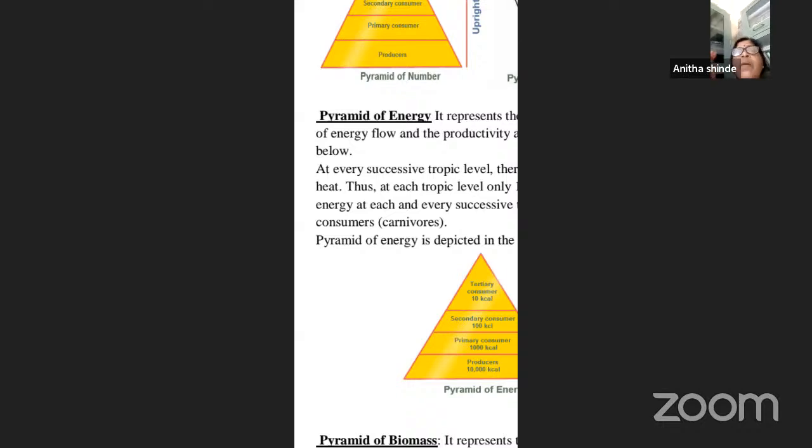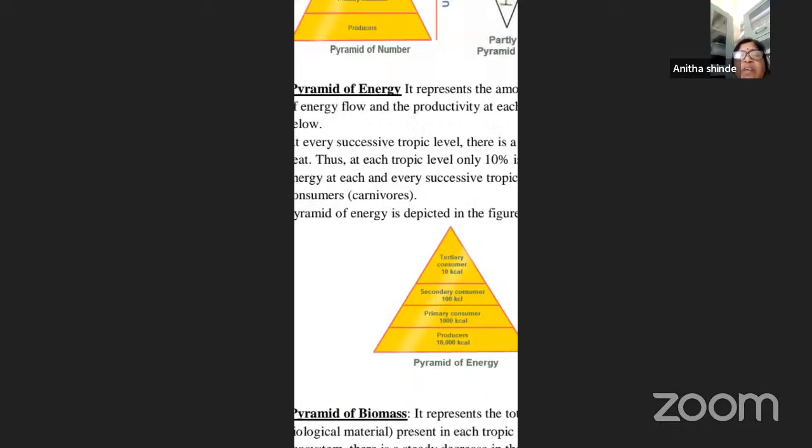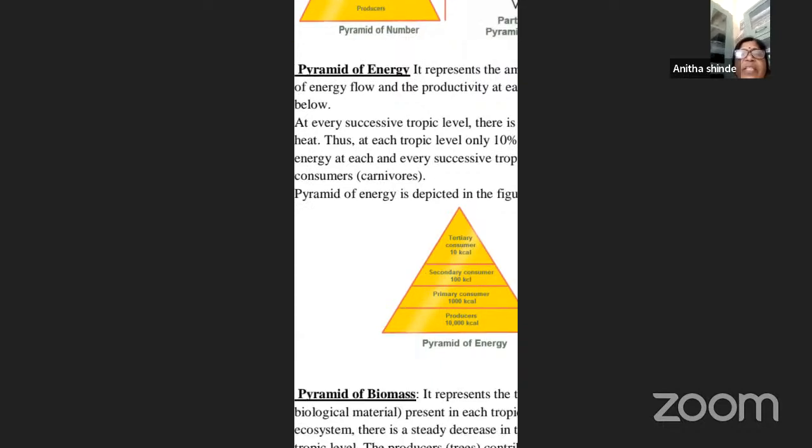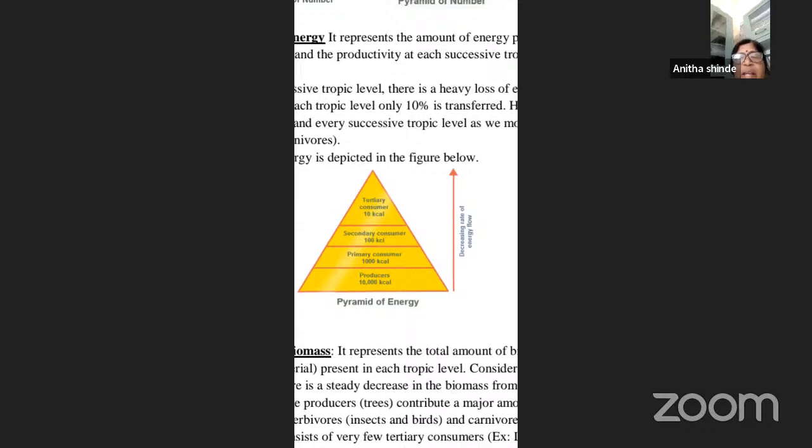So pyramid of energy represents the energy flow at each trophic level, and also the productivity, how much amount of energy is being produced. So at every successive trophic level, there is a heavy loss of energy, almost about 90%. So pyramid of energy is given in the figure like this, like producers, primary consumer, secondary consumer, and tertiary consumer. Next is what?